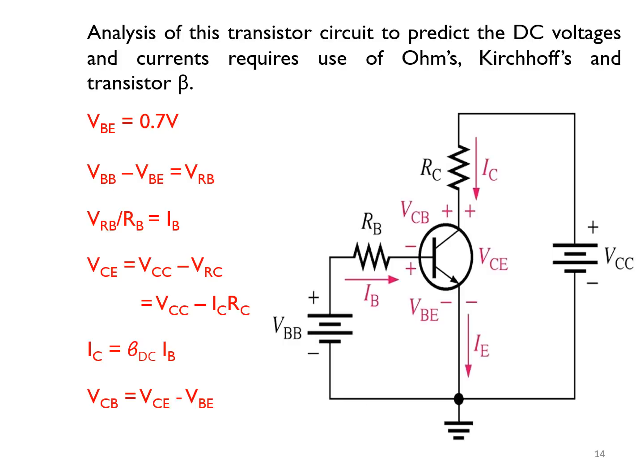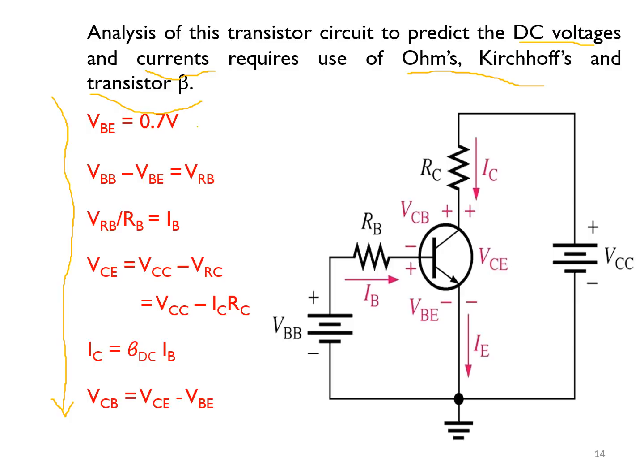Analysis of this transistor is used to predict the value of DC voltages and currents by using Kirchhoff's law and the transistor beta DC. So this is the formula that we will use in order to analyze the circuit of a transistor or BJT. We have 6 equations here.